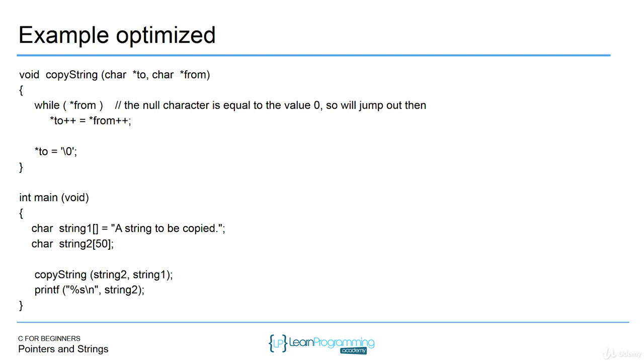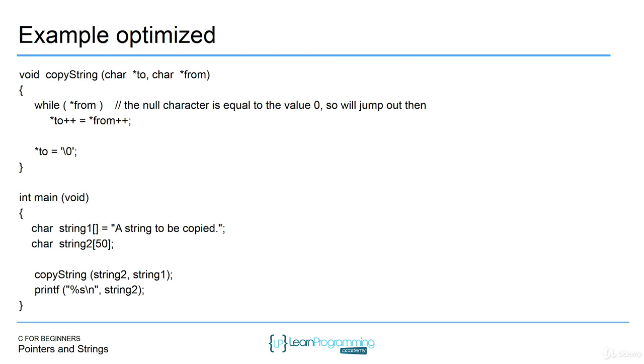Right? What is that doing? That's dereferencing from to see what the value of that character is. So when we're at the end of the string that we want to copy from, we jump out. Otherwise, we just put our modification of our pointers right in there, *to++ = *from++.